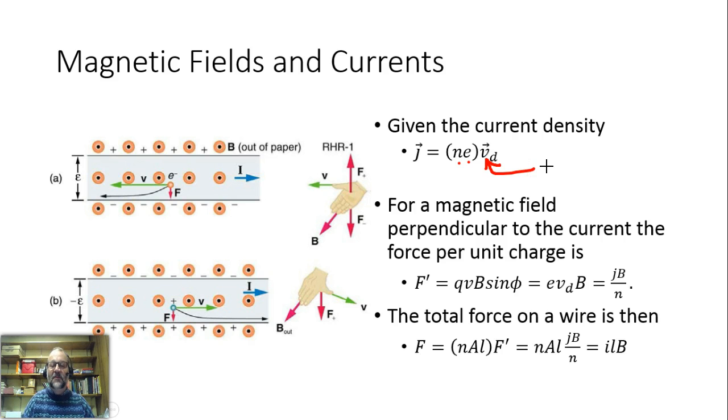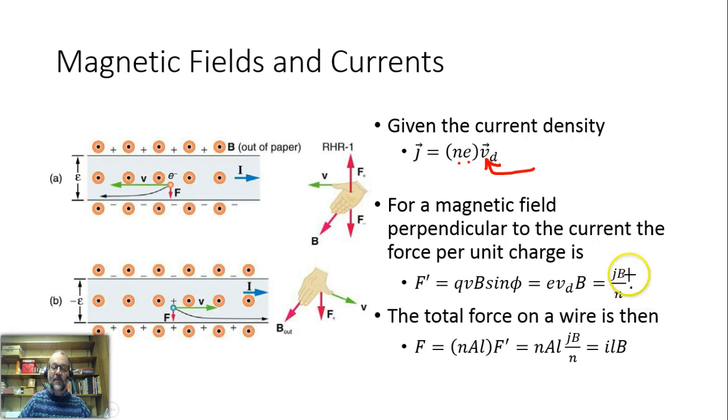So for a magnetic field perpendicular to the current, the force on each charge is the charge times the drift velocity times the magnetic field times the sine of the angle between them, because it is a cross product, right? And so if the magnetic field is perpendicular to the wire, as shown here, we got E = vdB, or JB over n.